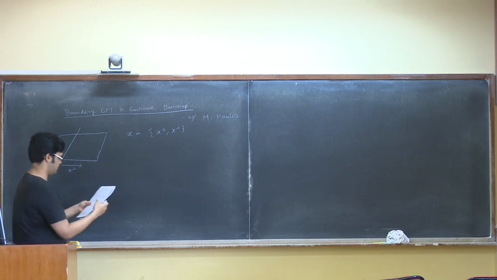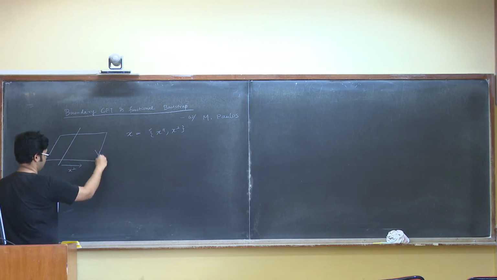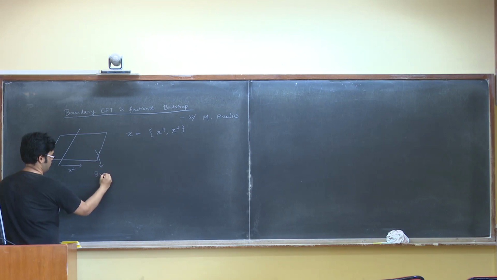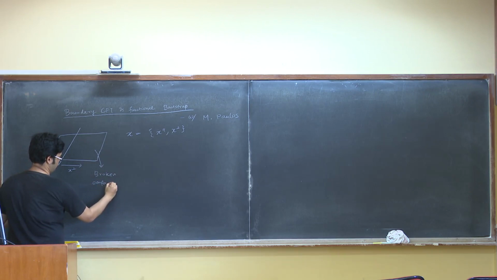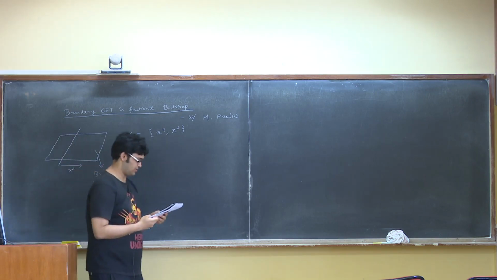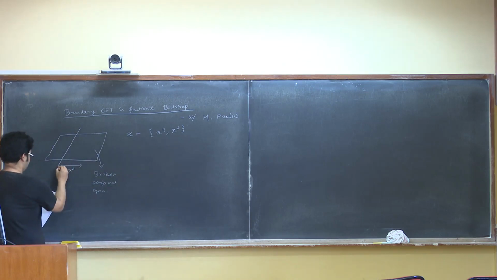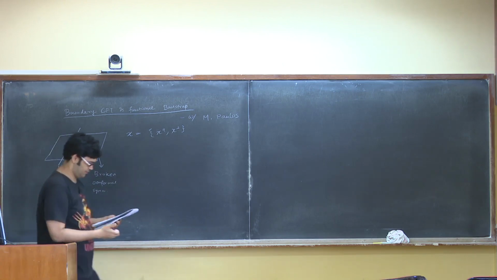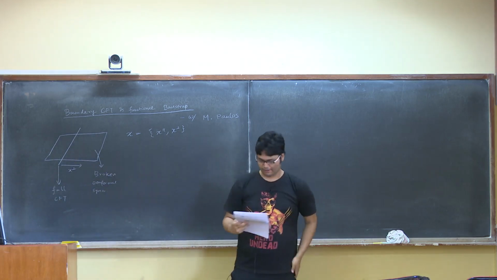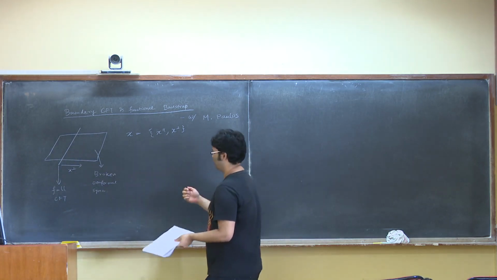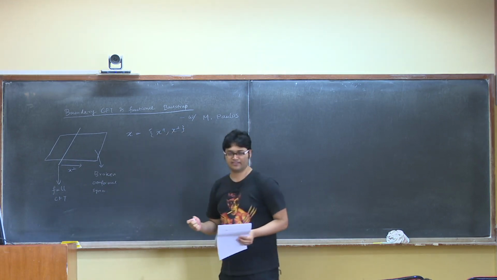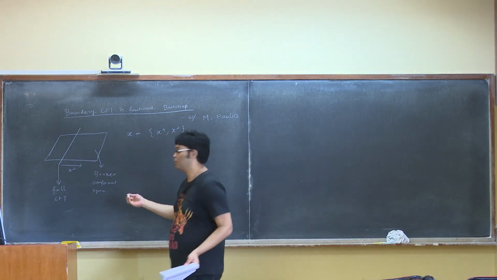So when we have a system like this, the CFT here has a broken conformal symmetry. On the boundary itself, we have a full conformal invariance. It's a regular CFT. So the easiest thing to consider in such a setup is the two-point function.